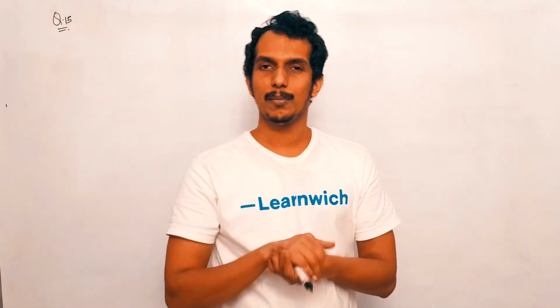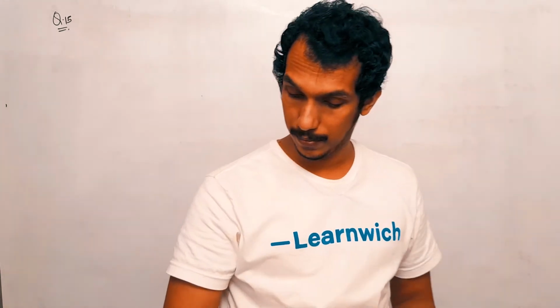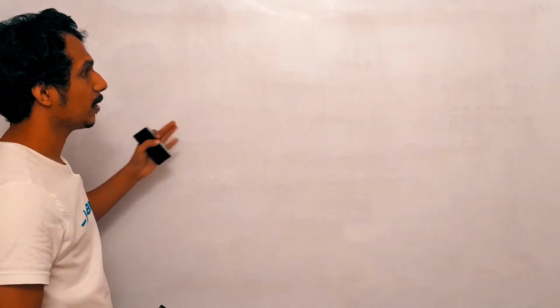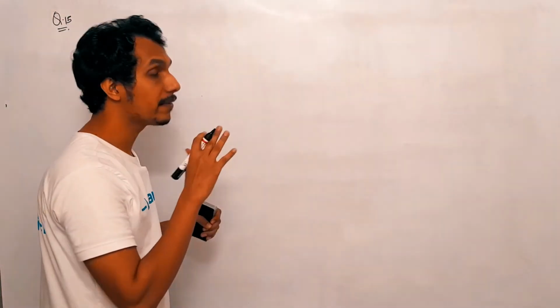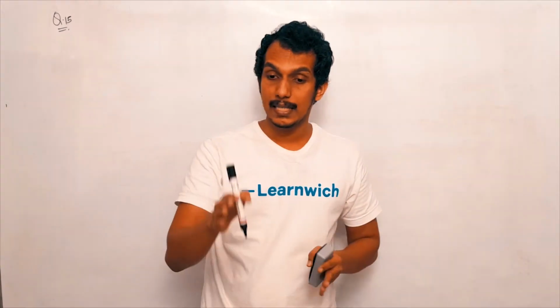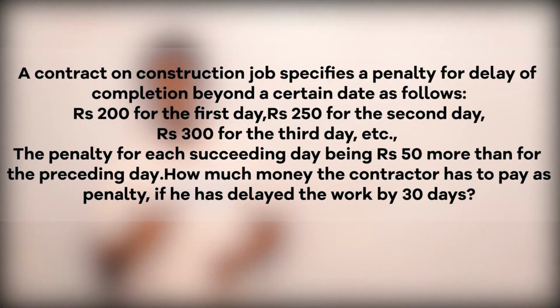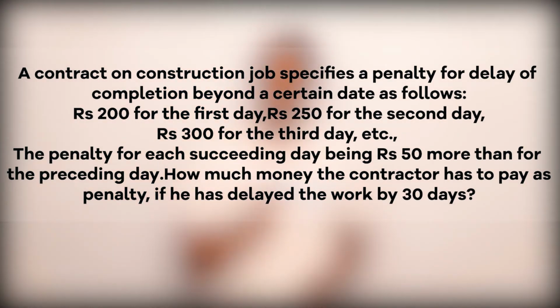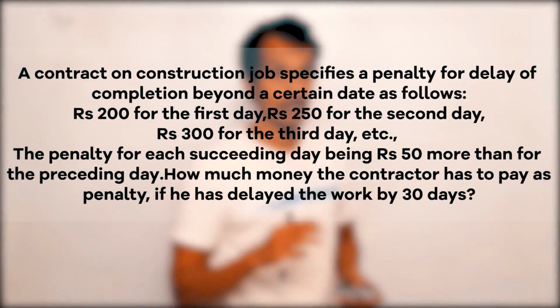From question number 15, we are getting into the application level. I'm not writing the question here. It will be displayed, so I'll read the question for you. It says a contractor on a construction job specifies a penalty for delay of completion beyond a certain date as follows: rupees 200 for the first day, rupees 250 for the second day, 300 for the third, etc. The penalty for each succeeding day is rupees 50 more than for the preceding day. How much money does the contractor have to pay as penalty if he has delayed the work by 30 days?